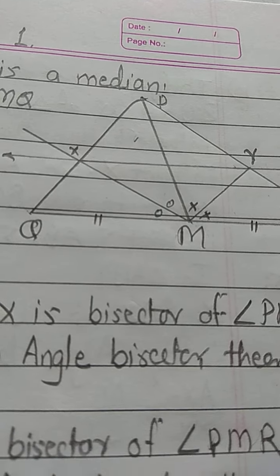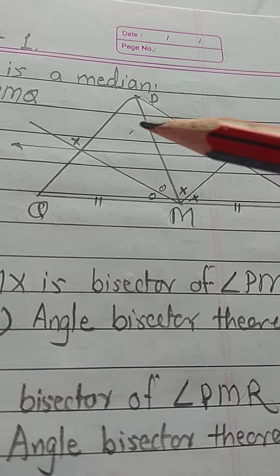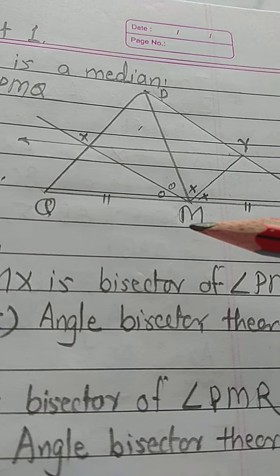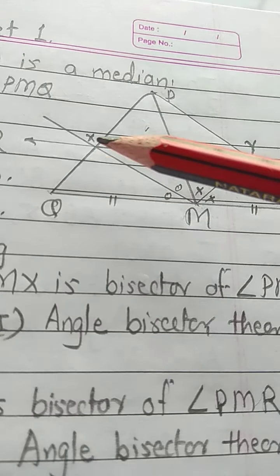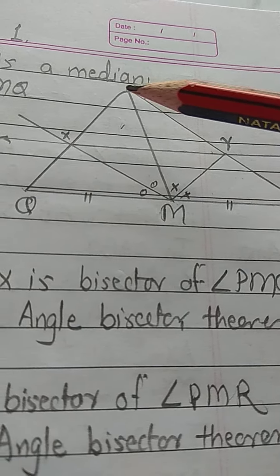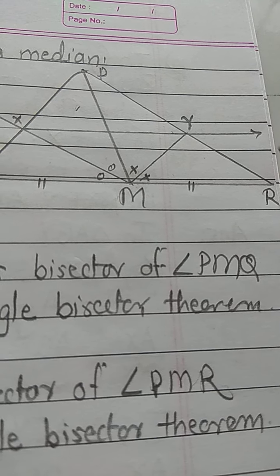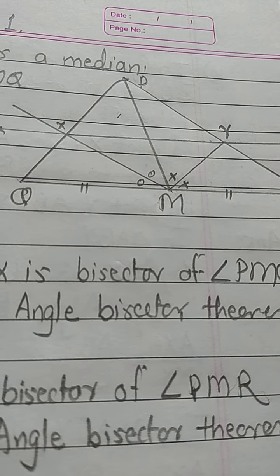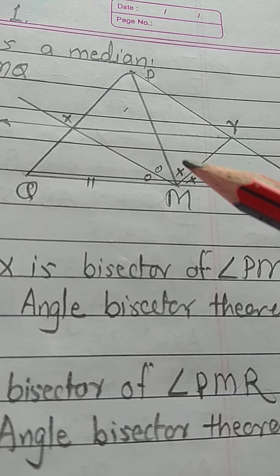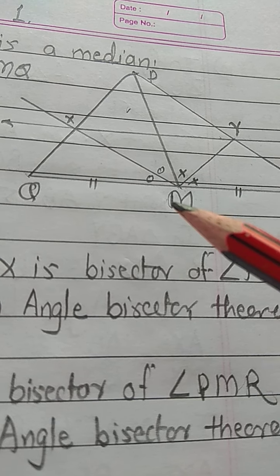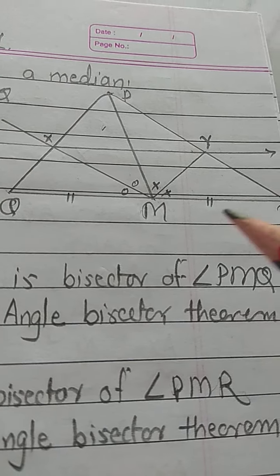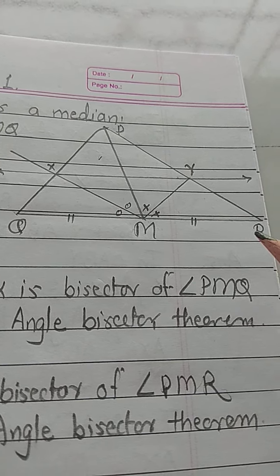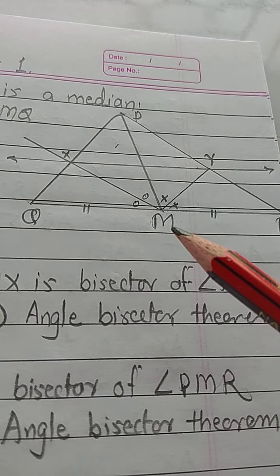Simple thing. Once again, see here, this PM upon QM is equal to PX upon XQ. This PM upon MR is equal to PY upon YR by angle bisector theorem. In both the ratios, this PM is same thing. What is different is MQ and MR. But MQ and MR are congruent because PM is the median.